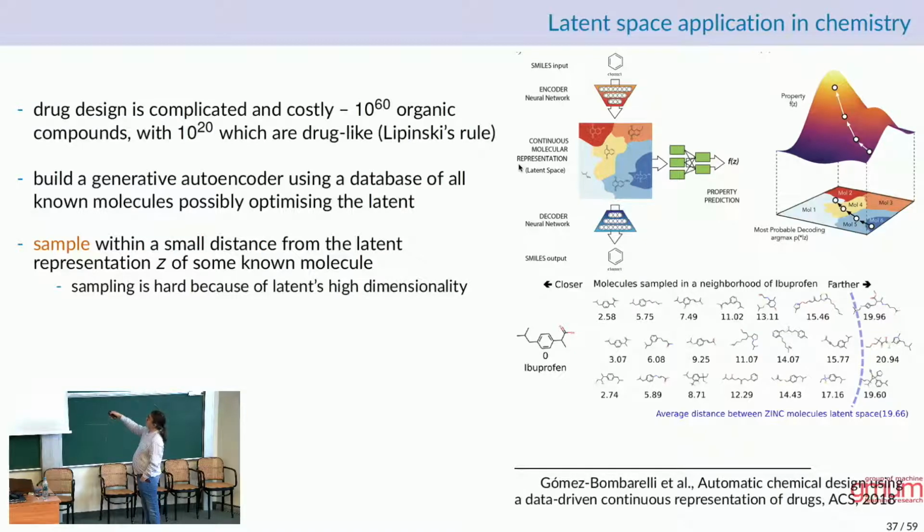But the problem is that we have to train it on a large database. But for example, in chemistry, there are a number of databases of known molecules. For example, ZINC, ChEMBL, several of them.